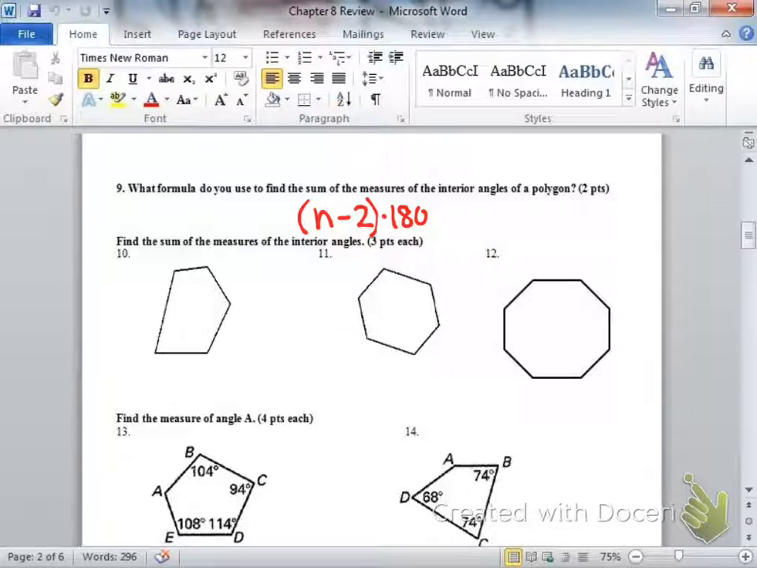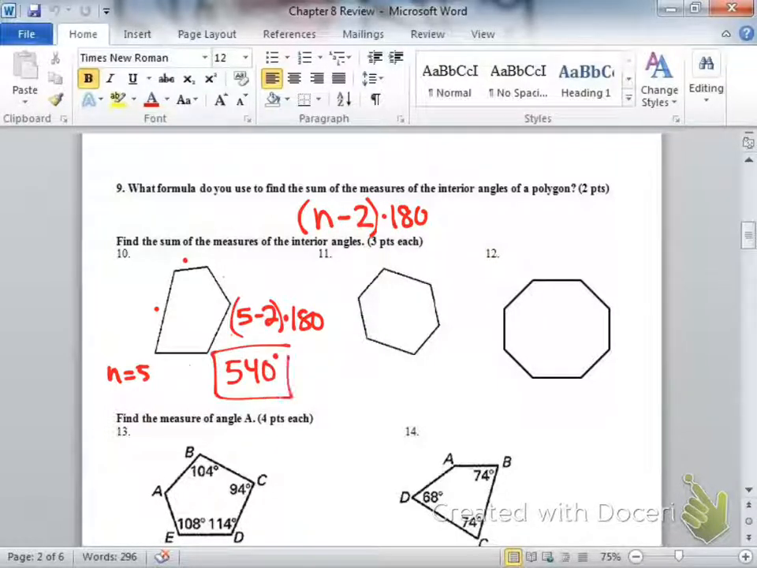So on number 10, we have 1, 2, 3, 4, 5 sides. So n equals 5. So you do 5 minus 2 times 180. Anyone have an answer for me? I got 540. 540 indeed. If you don't have 540, please fix it. Please write the formula down on your reviews. Then write the formula down on your note card so you're not making these same mistakes again tomorrow.